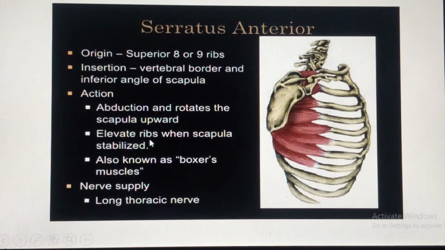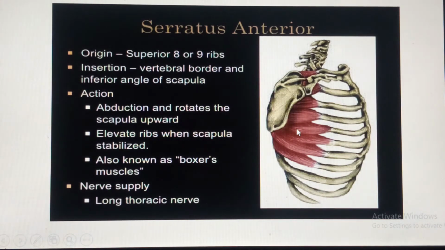Then it's also going to elevate the ribs when the scapula is fixed. Now look at it. We said that usually the action is at where there's the insertion. But if the medial border of the scapula is fixed, or stabilized, then it can help elevate these ribs, and therefore it is a very important accessory muscle as far as respiratory movements are concerned.